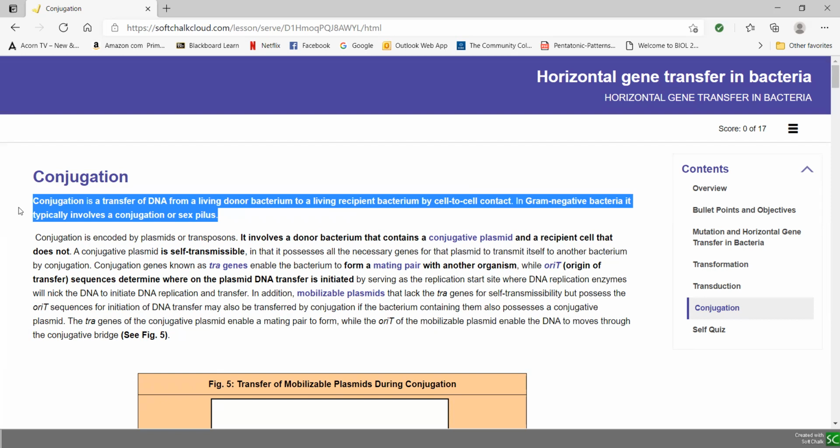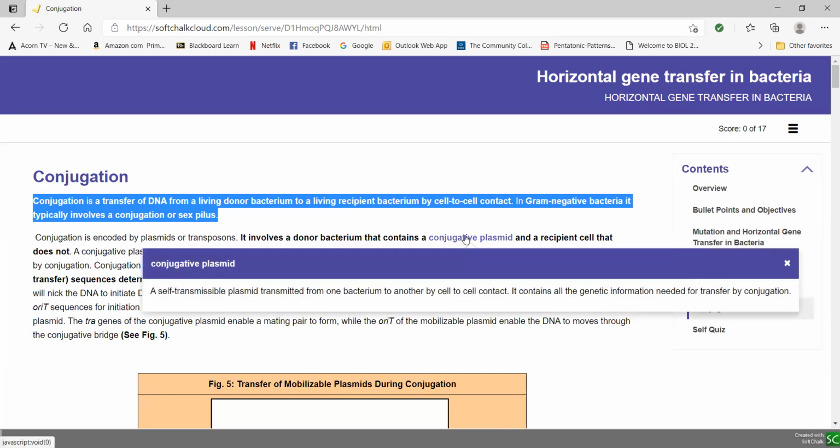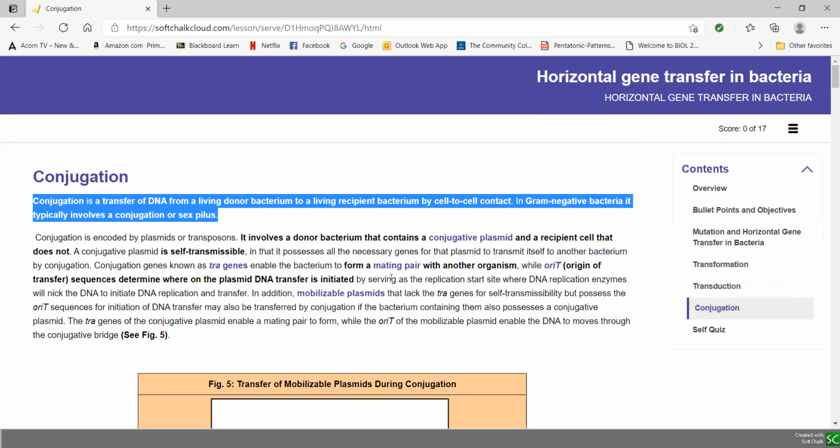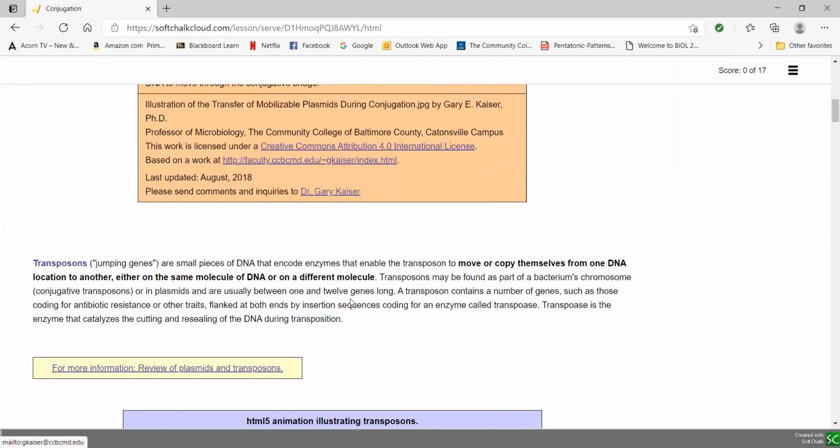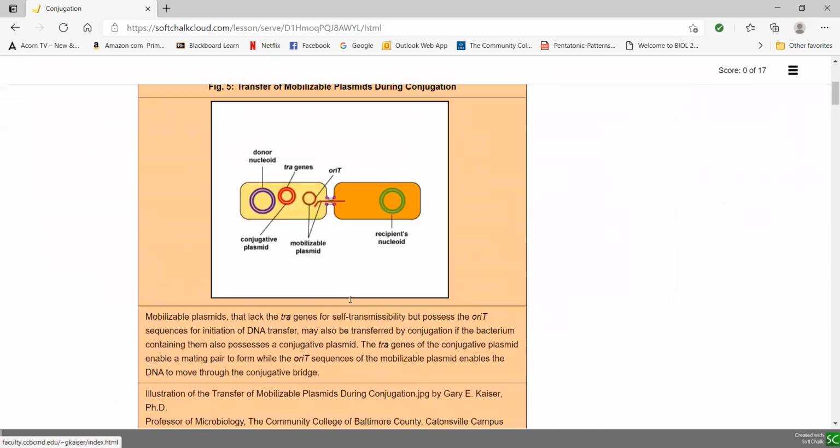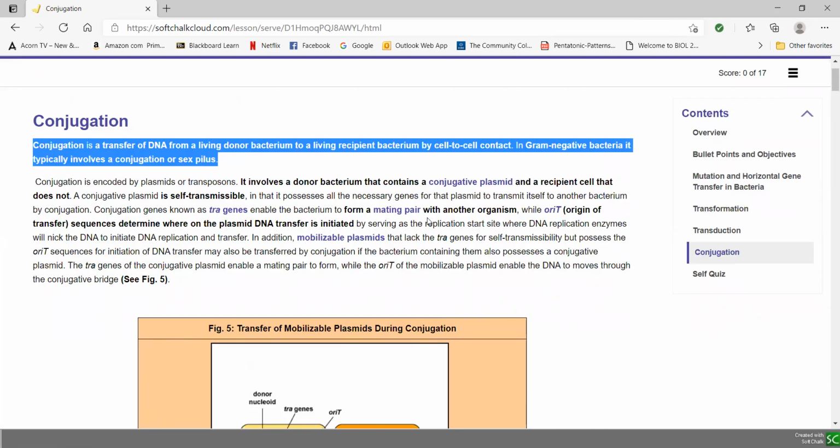So this is going to involve a donor that either has a conjugative plasmid or conjugative transposon. And these are terms we had back in Unit 1 under the nucleoid, under plasmids and transposons, where we defined conjugative plasmid, mobilizable plasmids, and down here transposons. But these definitions are repeated again in this unit in case you don't remember them.